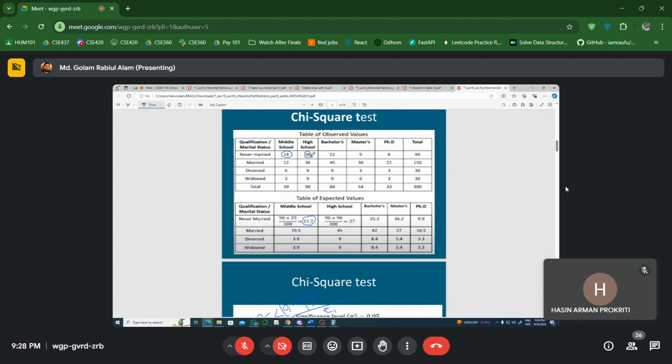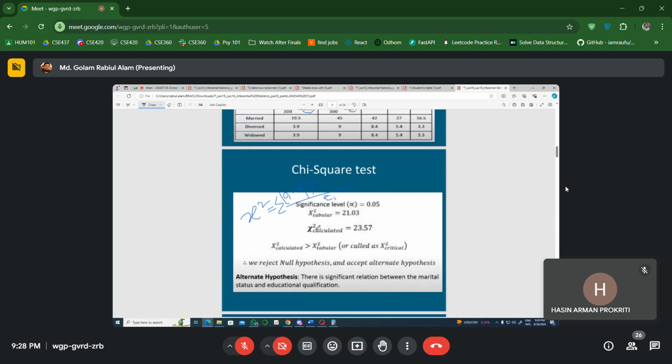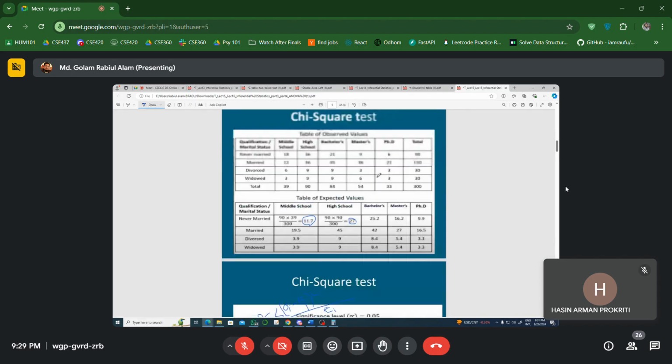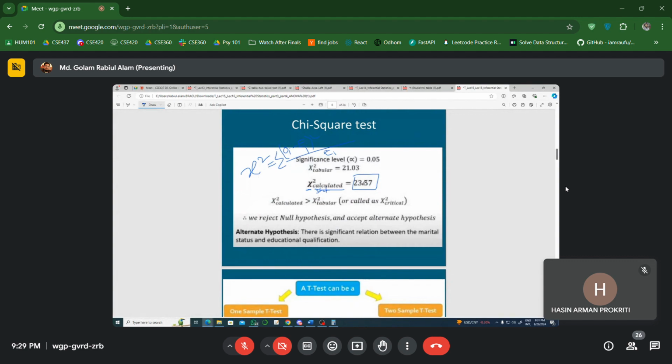Similarly, this is our original value and this is the expectation. So we have to add all these cases. If you add all these cases, you will get the chi-square calculated. This means this is our statistic. From this data, if we apply it, we will get 23.57.